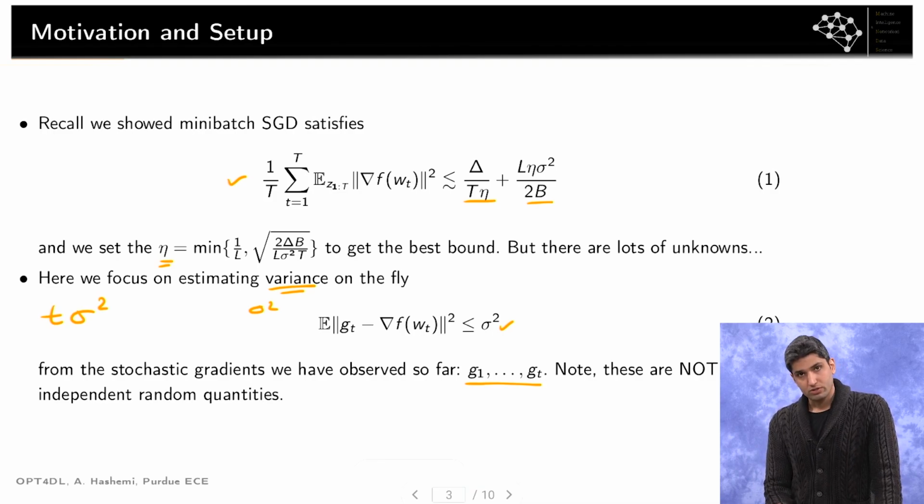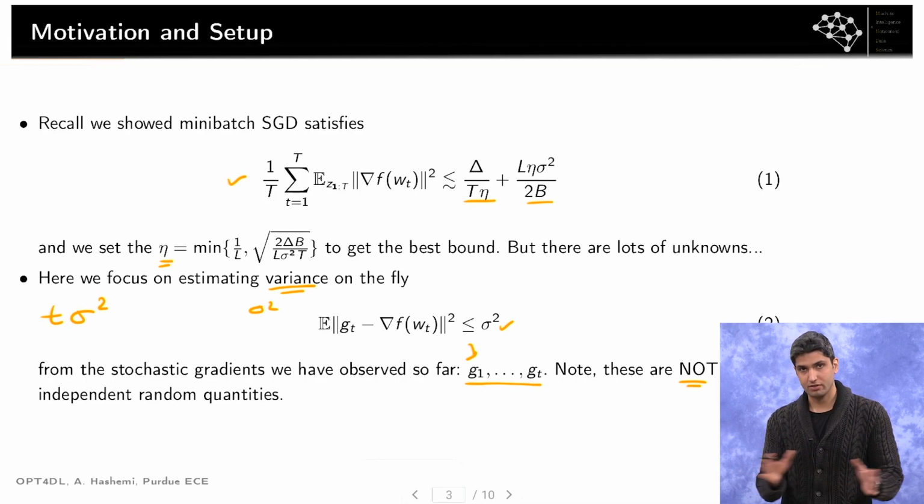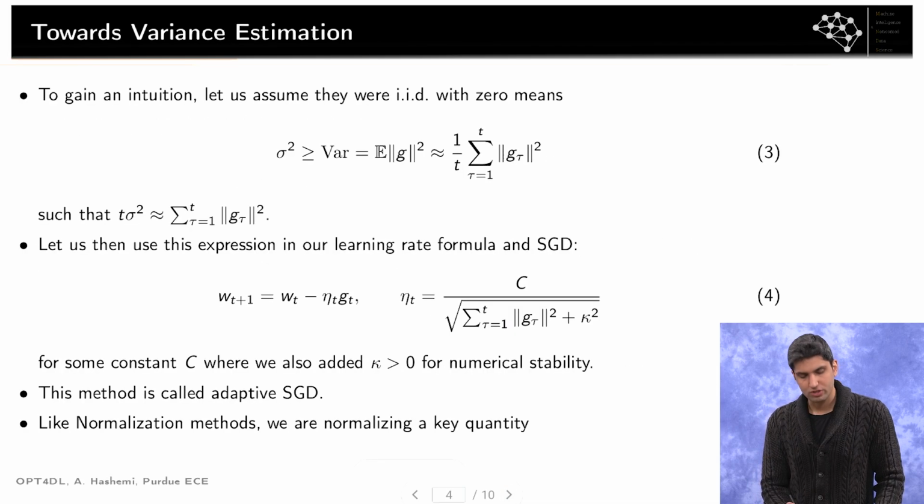An essential point to note here is that these stochastic gradients are not independent from each other. Because to get G2, for instance, I'm looking at my current model, W2, and W2 is obviously updated from W1 by looking at G1. So there is a dependency structure here. Nonetheless, we're going to ignore that for the time being to develop some intuition.